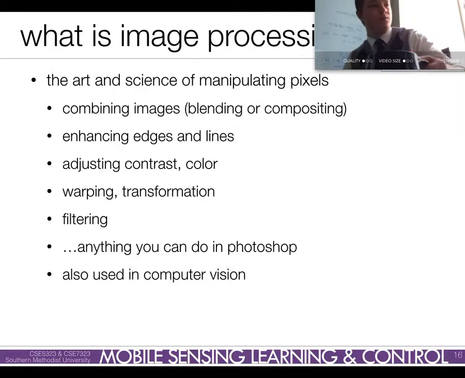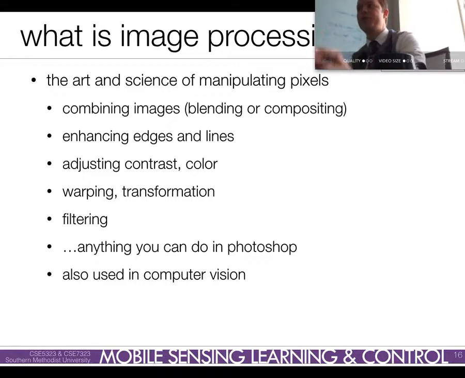Okay. So, image processing. This is actually one of my more favorite topics to go into. So, what do I mean by image processing? When I'm talking about image processing, I also want to distinguish what I'm not talking about. Essentially, image processing is the art and science of manipulating pixels, right? And I mean that in the rawest sense of the term. So this is things like, if you're combining images, that's known as blending or compositing, enhancing edges and lines in an image, adjusting contrast. If you're warping an image or doing a transformation to skew it in some manner, if you're blurring it, or enhancing the sharpness of it. Essentially, anything that you can do in Photoshop would be considered image processing.